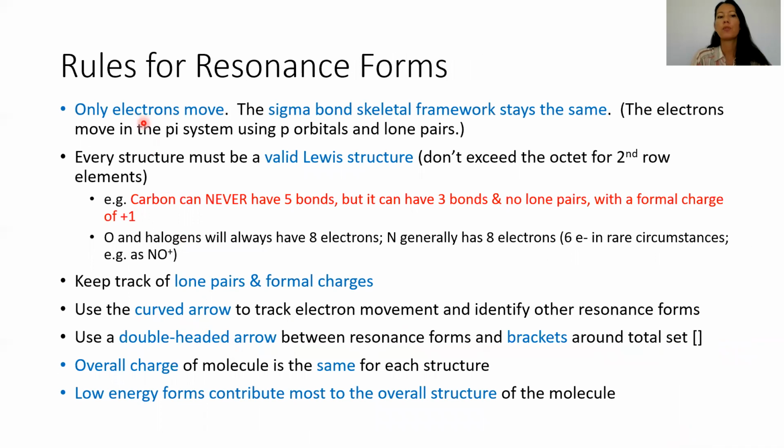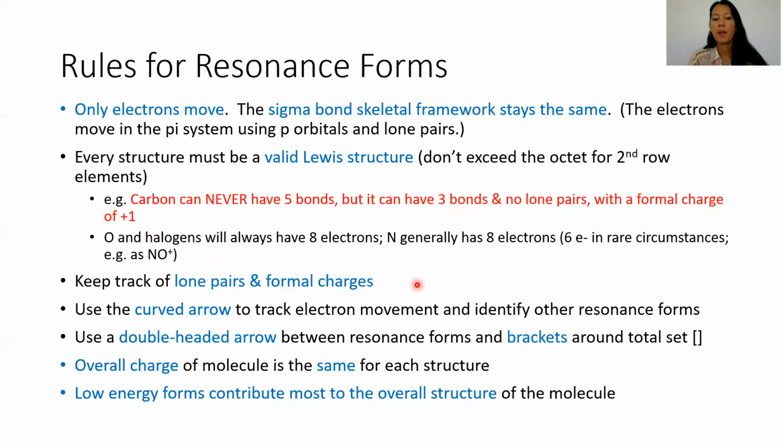Okay, here are the rules. Only electrons move, the ones in the pi system, lone pairs and p orbitals. That's why these orbitals are key to understand. Structures need to be valid Lewis structures. So carbon can never have 5 bonds, but it can have 3 bonds and no lone pairs with a formal charge of +1. That's what we saw in the previous slide.